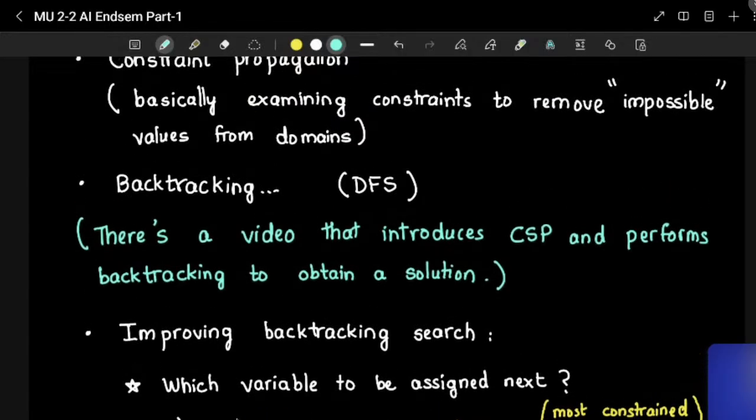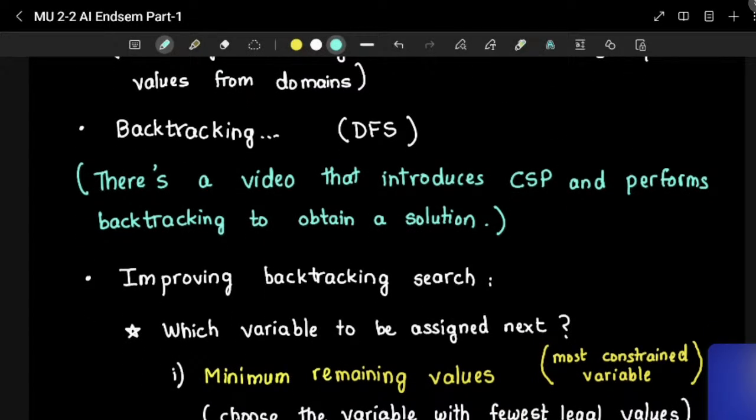you start with no assignments and then you assign a certain variable x1 equal to v1, and then you check if all constraints are satisfied. Then along with x1 equal to v1 you assign a new variable x2 equal to v2, and then you check if all the constraints are being satisfied. If they're not getting satisfied, then change the value, find another, and so on and so forth. And if you reach a dead end, then you backtrack and move to a different path. So backtracking is like DFS.